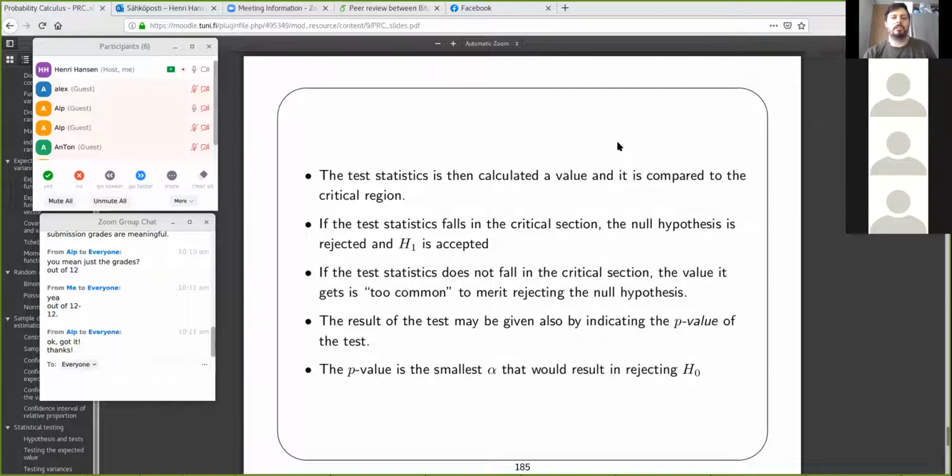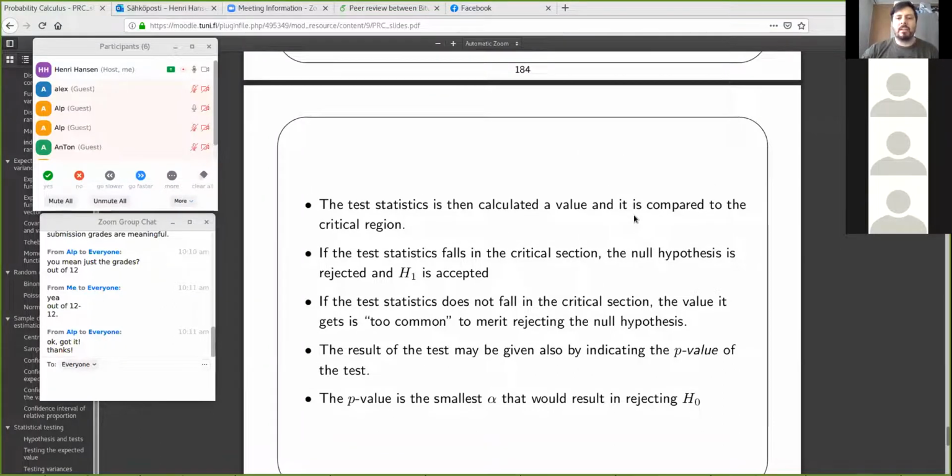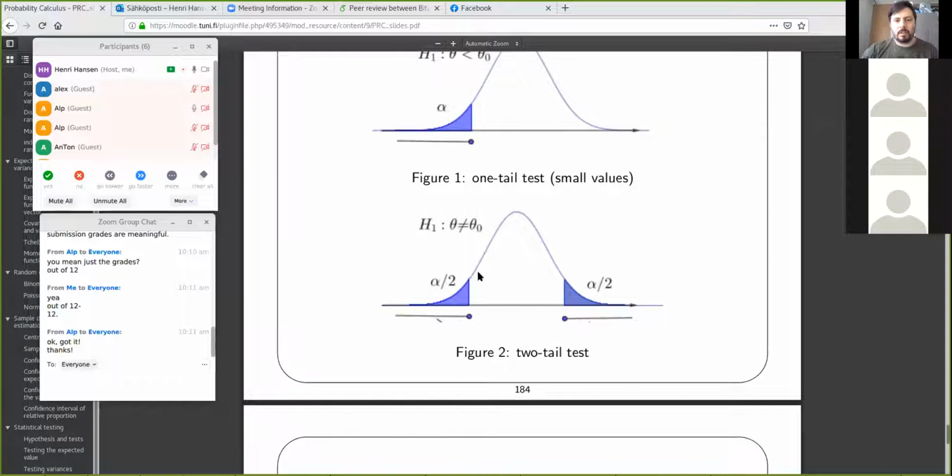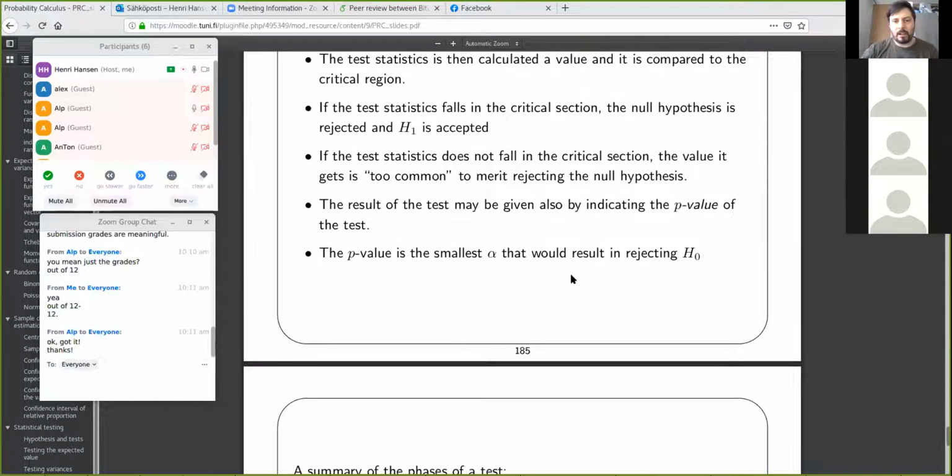The result of the test may also be given by indicating the p-value. The p-value is then just giving how far along the curve it is. So it's the alpha level, the smallest alpha that would still result in rejecting the null hypothesis. So if the p-value is 1 in 1 million, then you're thinking it's a pretty small p-value. But really the p-value just indicates that there is a difference. The difference can be even very small.